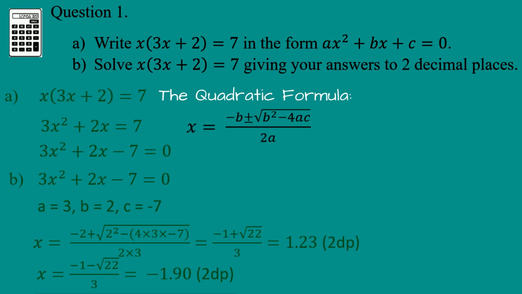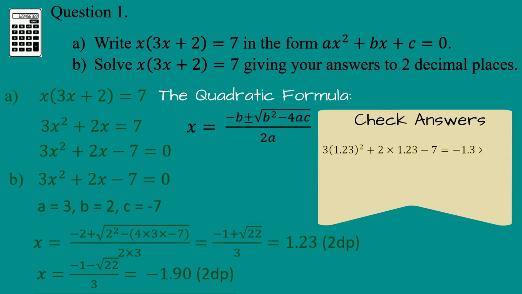It is a good idea to substitute these solutions back into the rearranged equation in part A to ensure that you get an answer close to 0. It won't be exactly 0 as we have rounded to 2 decimal places. When x equals 1.23 we get minus 1.3 times 10 to the power of minus 3, and when x equals minus 1.90 we get 0.03. As both numbers are small and close to 0, our solutions are correct to 2 decimal places.